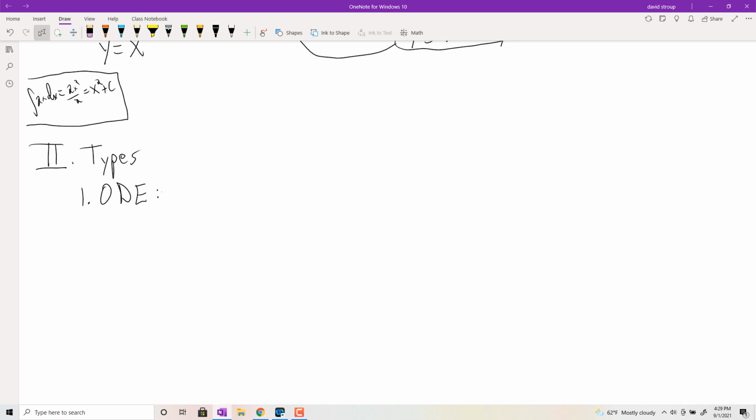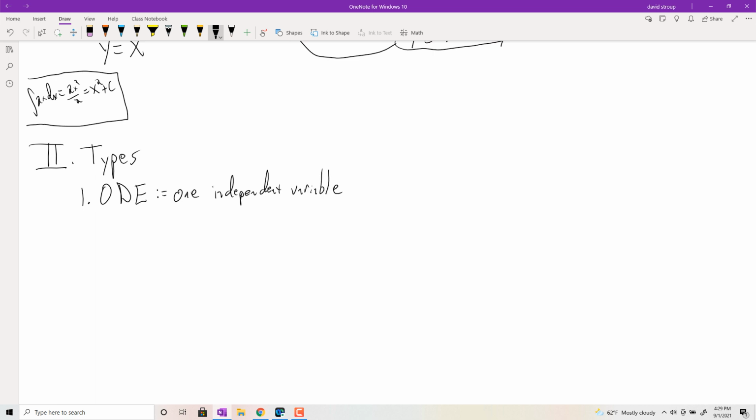And in this case, we have one independent variable. So if you took Calc 3, you're not going to see any multivariable type problems. It's always one independent variable. So that being said, you can have more than one function, but you can't have more than one independent variable.